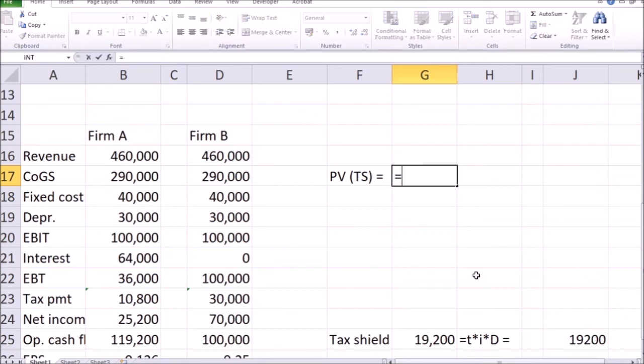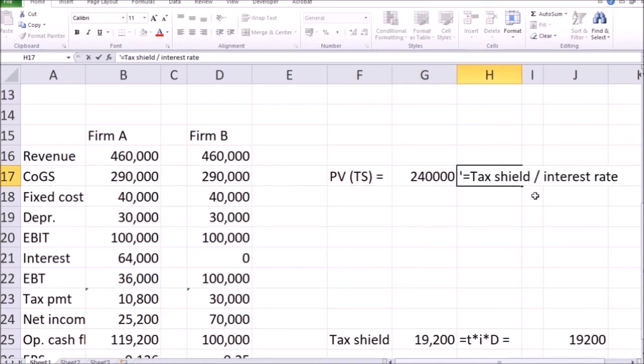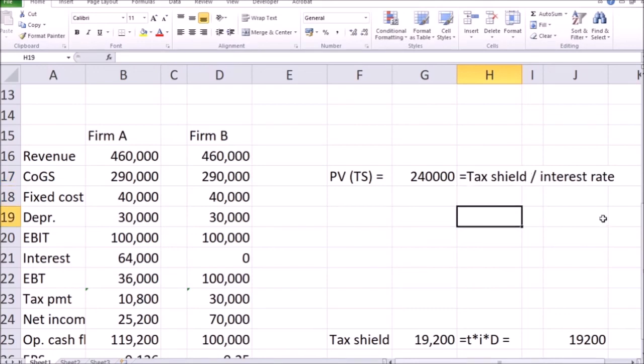And as you know, you can calculate the value of a perpetuity by dividing this annual cash flow by the ongoing market interest rate, which gives you 240,000 extra in value of all of the future tax shields, which again was simply a ratio of the tax shield amount over the interest rate.